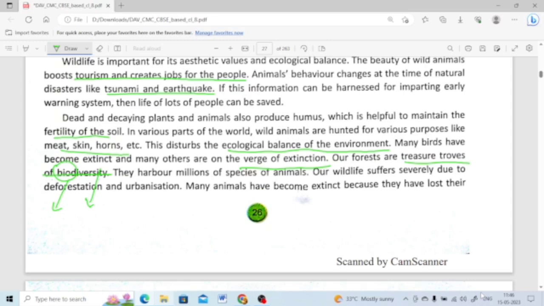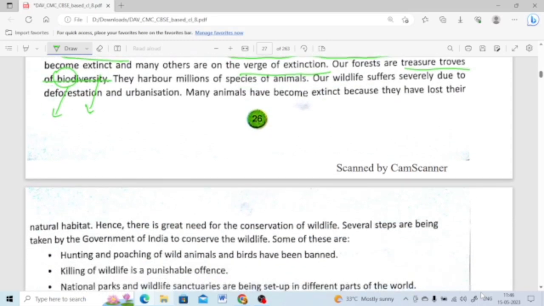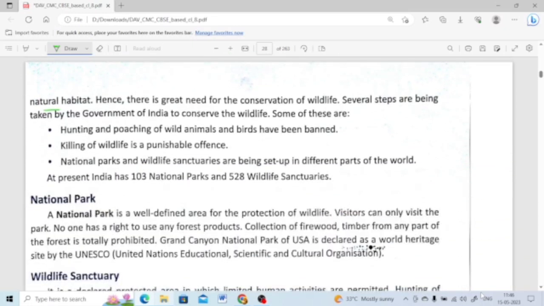Our wildlife suffers severely due to deforestation and urbanization. Many animals have become extinct because they have lost their natural habitat. Hence there is great need for conservation. Now, how come they are losing their habitat? Because of overpopulation, we are urbanizing, cutting down the forest and making cities to provide shelter to ourselves. And by this, we are just encroaching on the forest and taking away the animals' shelter.